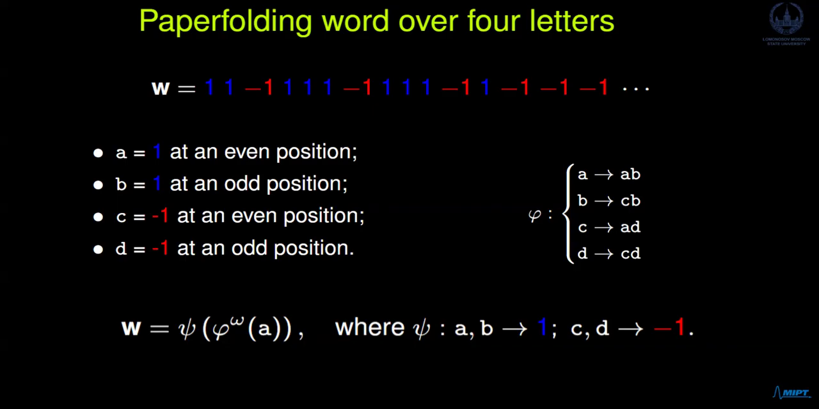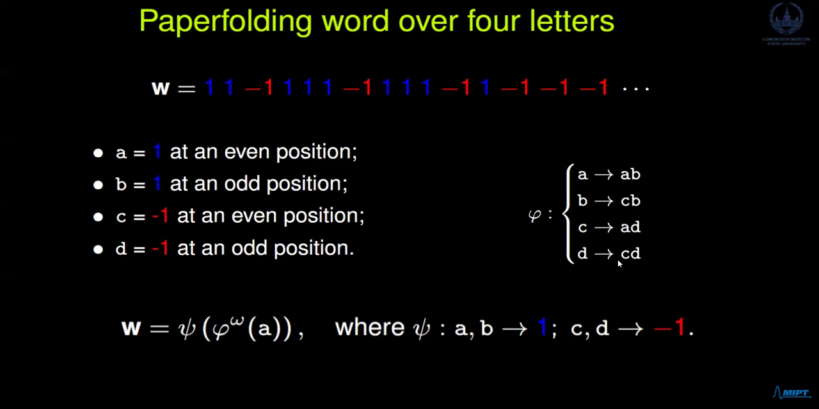Substitution rule phi: the evolution of the sequence is governed by the substitution system here. Phi: A is substituted by AB, B by CB, C by AD, and D by CD. This rule describes how a symbol is replaced by a combination of two symbols as the sequence is recursively expanded. For example, an A is replaced by AB, B is replaced by CB, and so on. This recursive substitution helps generate the paper folding sequence over time.